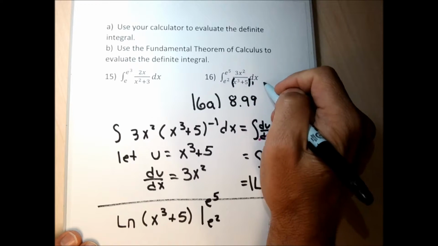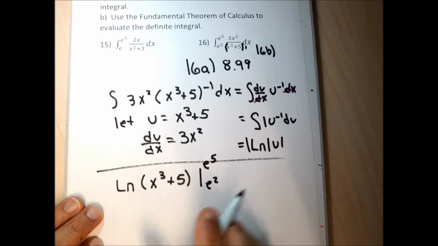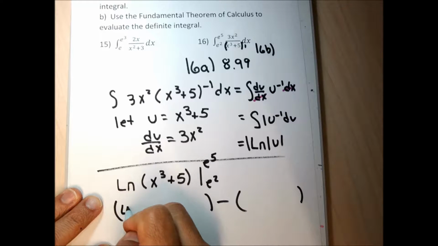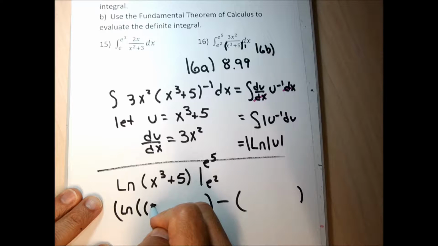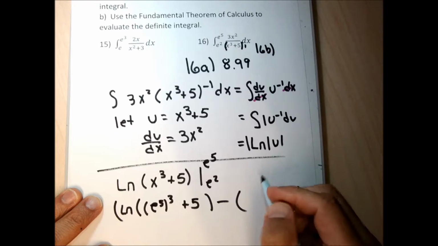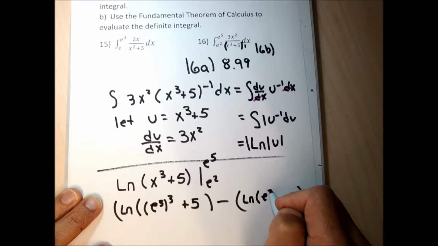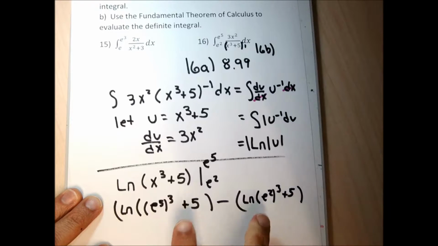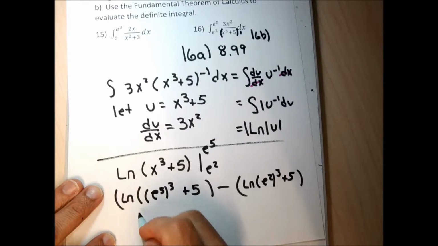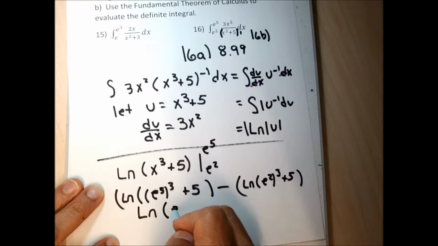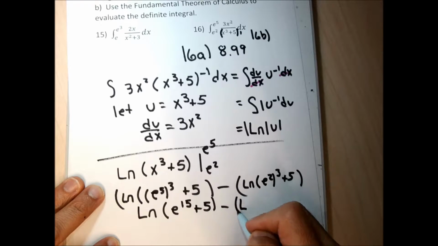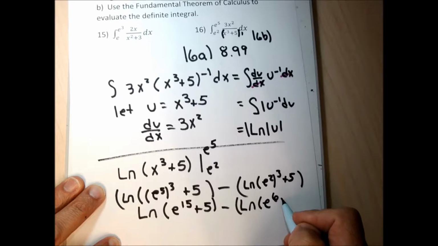Well, I don't think you hardly really care. But for 16b, I expect to get the same kind of answer. So I'm going to make my 2 parentheses with a minus sign between. In the first one, I'm going to do the ln of e to the 5th cubed plus 5. And in the second one, I'm going to do the ln of e squared cubed plus 5. I'm going to do both of these on my calculator. These, you can't do anything but get a decimal because of the plus 5. So this is really the natural log of e to the 15th plus 5 minus the natural log of e to the 6th plus 5.